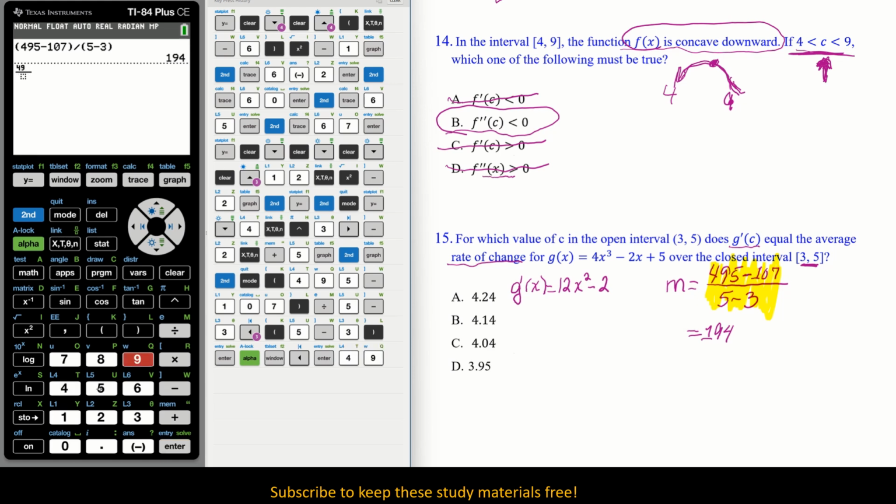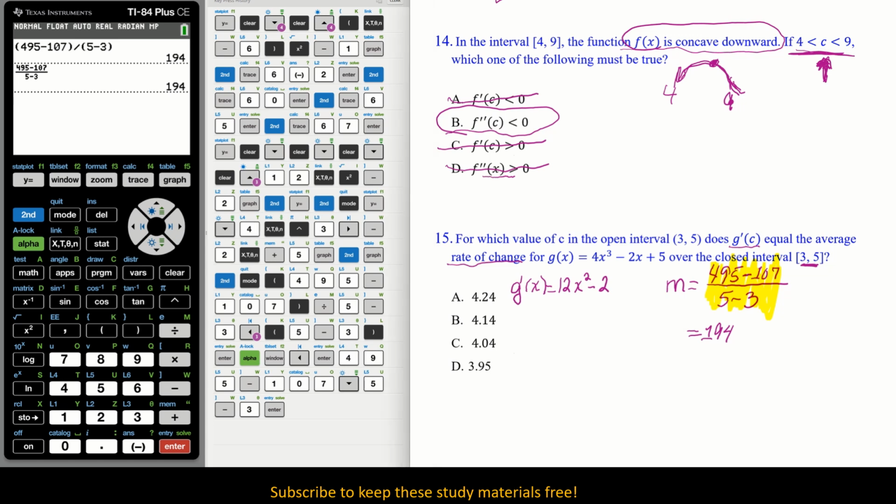495 minus 107, arrow down, and 5 minus 3. Yes, we can just do 2, but I like to type in everything that I know should be true. Now let's push enter and we get the same value, 194. Now this is what I could write a little clearer.